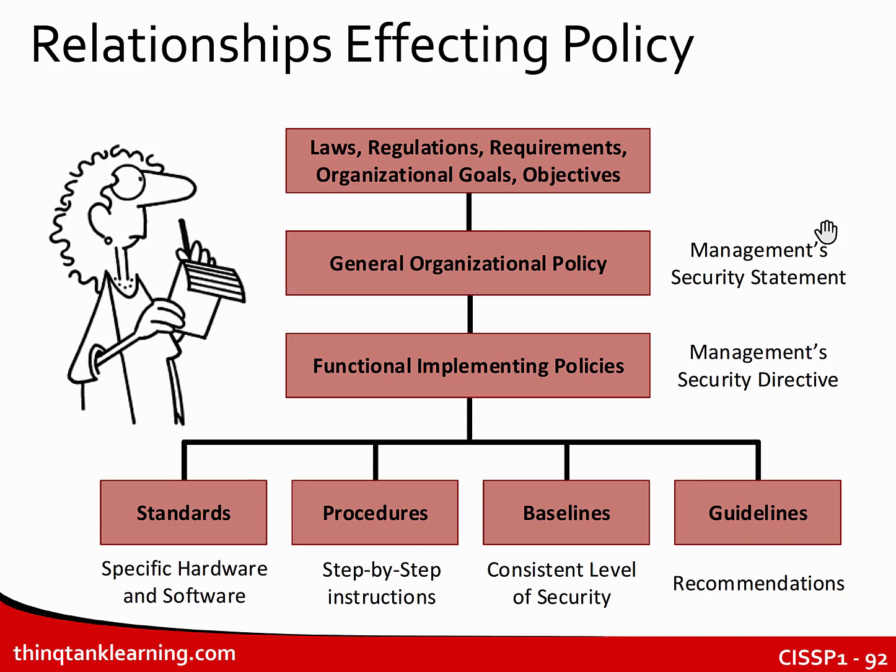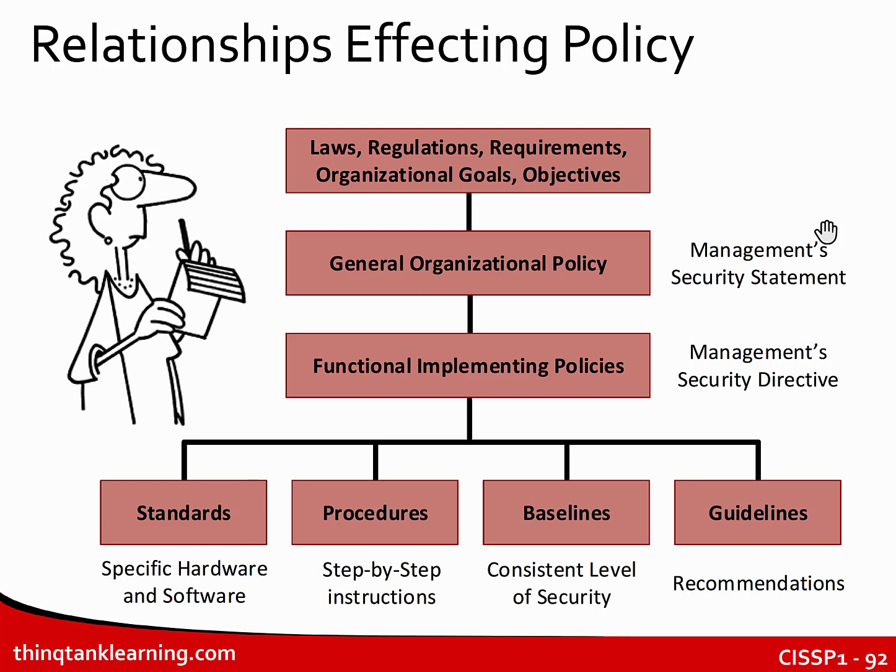They say a consistent level of security. I would say almost a minimum level of security, or we're defining the minimum level of security. The procedures are essentially how we enact the standards and the baselines. What tasks do we implement? What tasks do we take? What process do we follow to be able to achieve our goals?